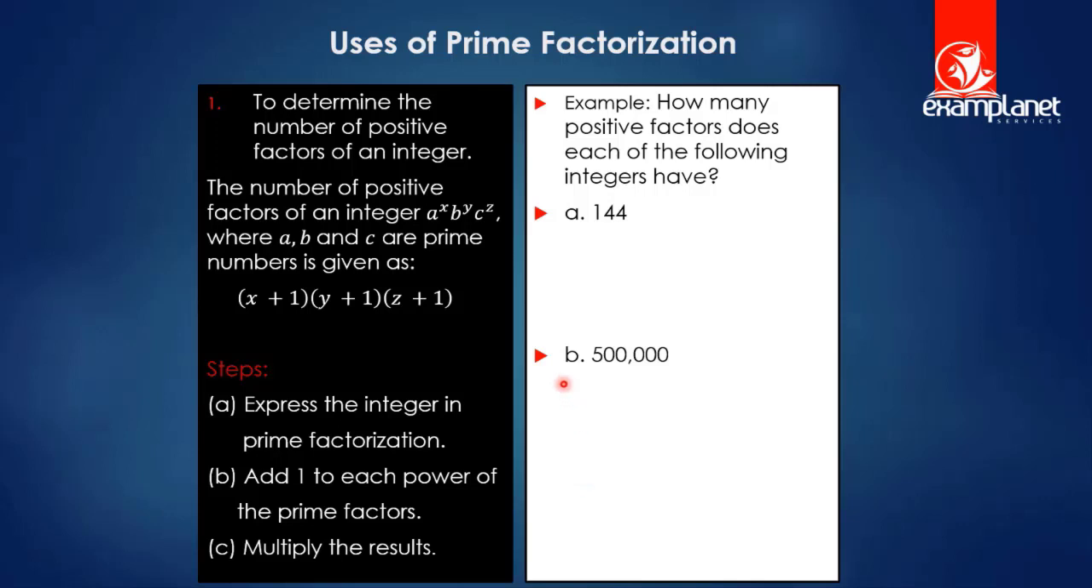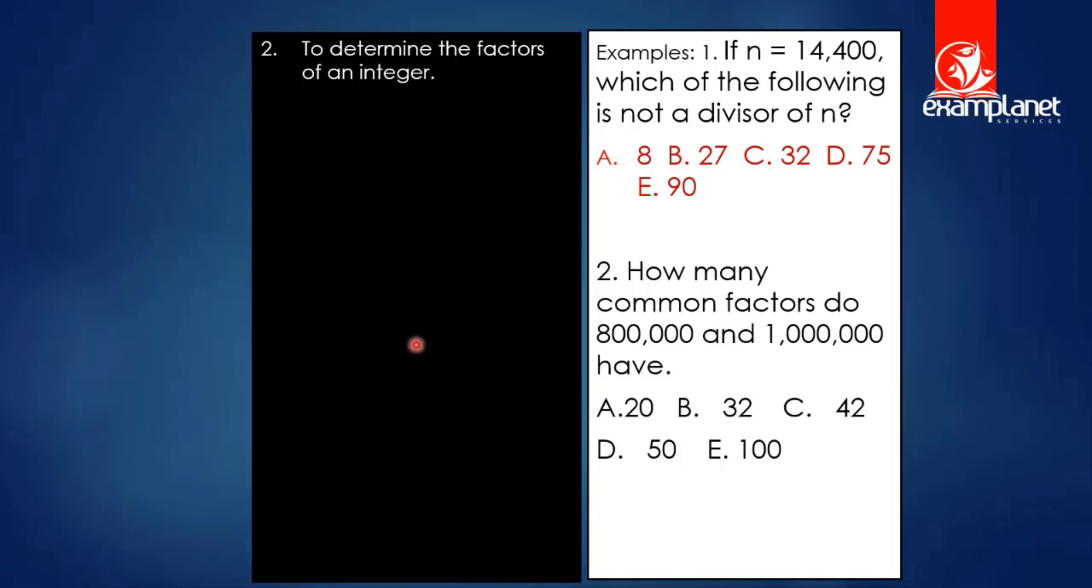All right, let's look at another way we apply prime factorization. So 2, we use it to determine the factors of an integer. So if we need to know the factors of a particular integer, we can also get to know that using the prime factorization. That is, if this one is a factor and that is not a factor, and so on like that. So let's look at this example 1.